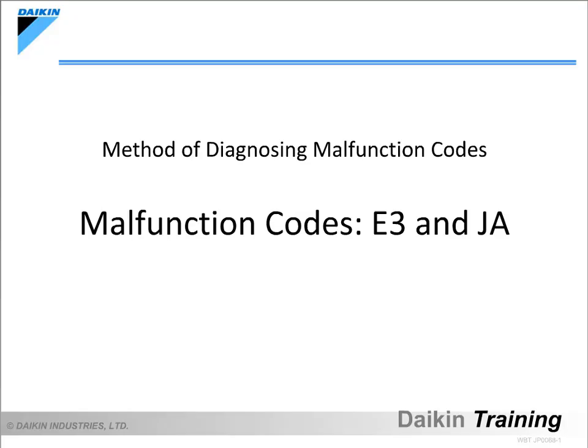When a problem occurs in an air conditioner, a malfunction code will be displayed on the remote controller in order to communicate what the nature of the malfunction is to the user. Based on this malfunction code, the service person is able to diagnose the problem when he comes to repair the air conditioner. This course will provide you with the opportunity to learn how to diagnose the problem when the E3 or JA malfunction code appears.